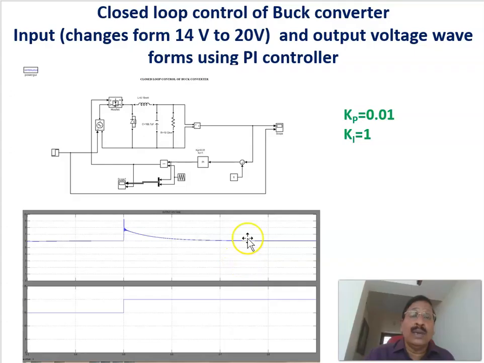That is the working of the closed loop control of the buck converter, in which the input is changing from 14 volt to 20 volt, and the output voltage is constant at 6 volt. As the transition comes, there is an overshoot like this one, but it finally settles down to the required reference voltage, that is 6 volt.